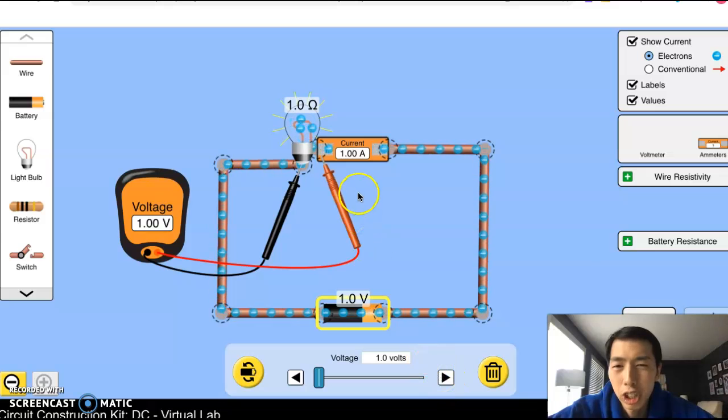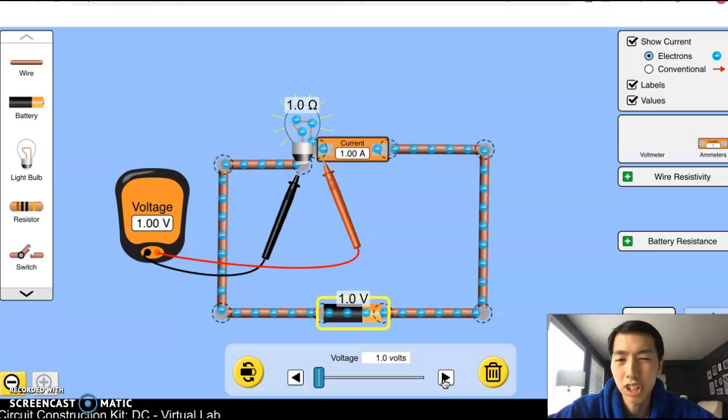Well, the current's at 1 amp. Now, what happens if I double this voltage? What if I change this voltage from 1 volt to 2 volts? How do you think that's going to affect the speed of these blue dots? Well, Ohm's law says that the effect is going to be proportional. So if I double this voltage, I should actually double the speed of the blue dots.